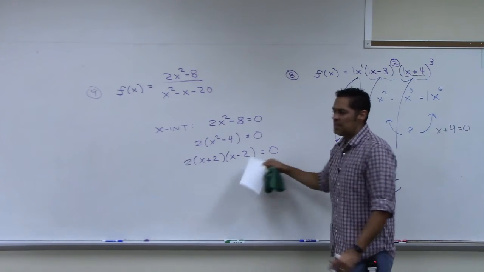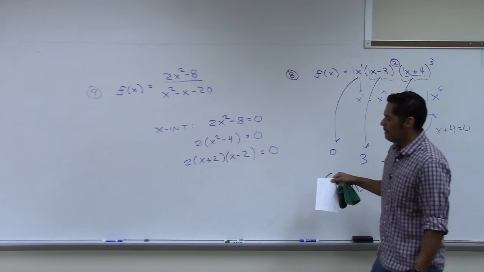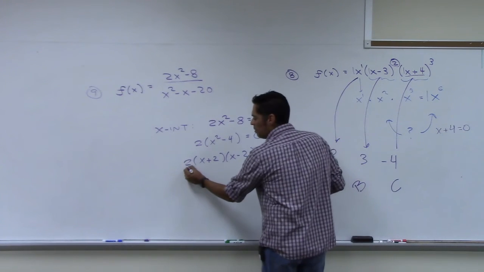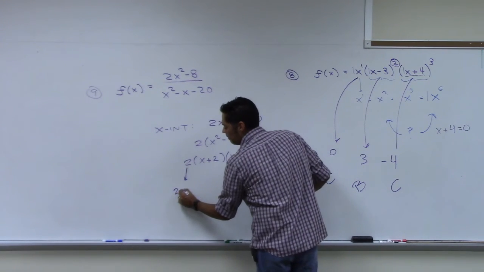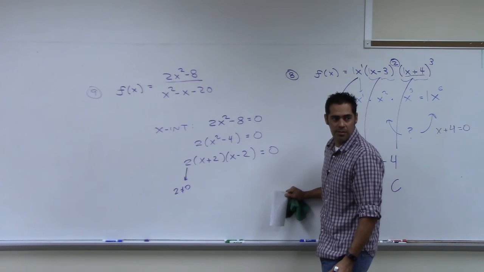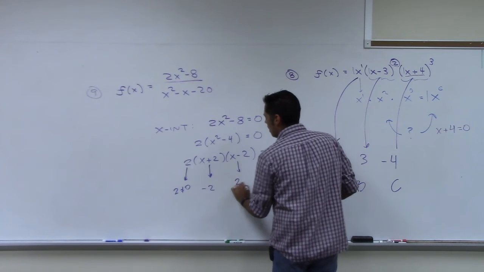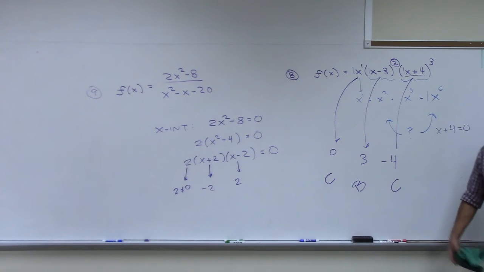And now set these equal to 0. How many answers am I going to have? Only 2. Because you would set 2 equal to 0, right? But 2 can't be 0. So that is not part of our answers. You set this to 0, you get negative 2. You set this to 0, you get 2. Only if there was an x out there, then yes.